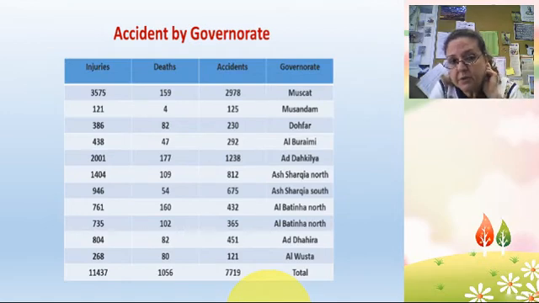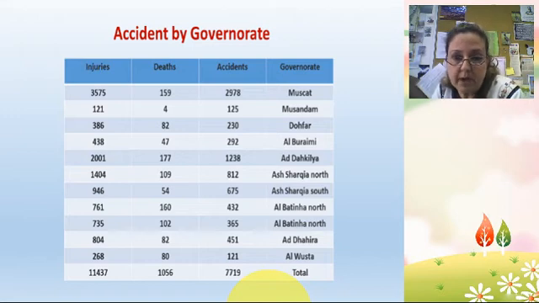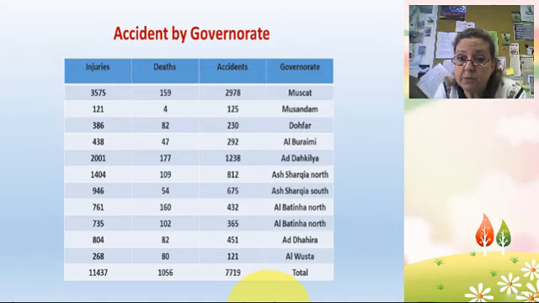The next table shows the different governorates in Oman and the number of injuries, deaths and accidents for each one. Muscat is the highest, and we could say that the reason for this is because there's a much higher population in this governorate. We go down, Musandam has only 4 deaths, which is perhaps because it's a smaller, isolated area with a much smaller population. The second highest we're looking at is Ad-Dakhliya. Again, this could relate to the population.